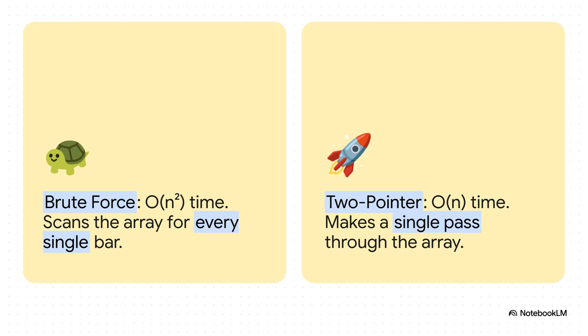I mean, just look at this comparison. It's night and day. The brute force approach is O of n squared. That means as the map gets bigger, the time it takes to solve gets way, way worse. But the two-pointer trick, it's O of n. It just makes one single pass through the array. This isn't just an improvement, it's a massive leap forward. And what's really neat is they both use the same amount of extra memory, which is basically none.